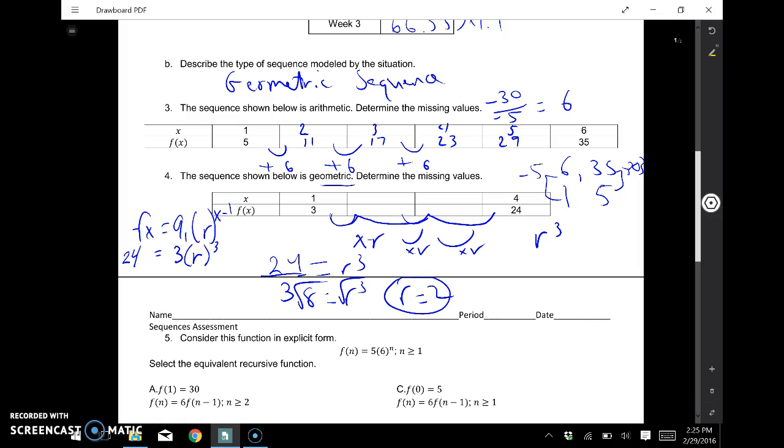Okay, so I'm just going to multiply by 2 each time. So 3 times 2 is 6. 6 times 2 is 12. 12 times 2 is 24. So that would definitely work.